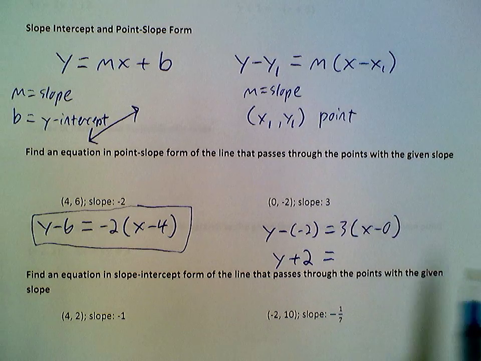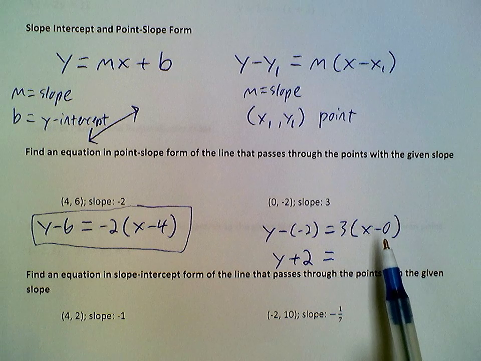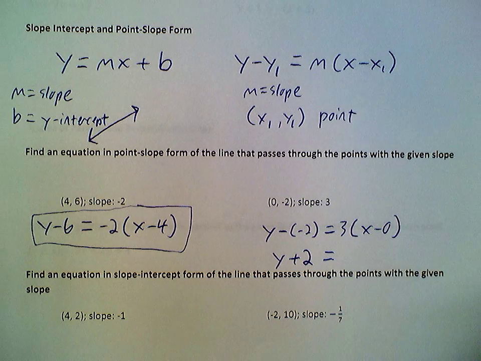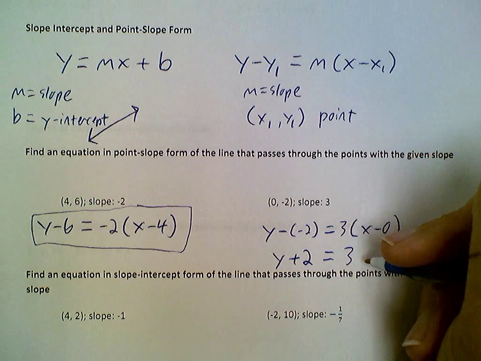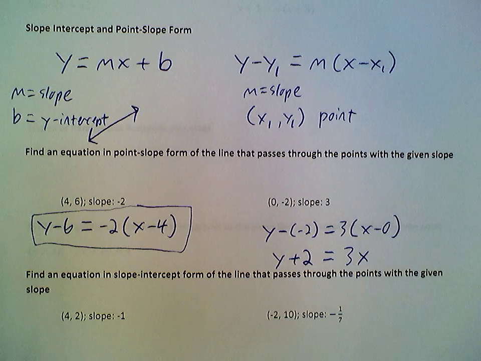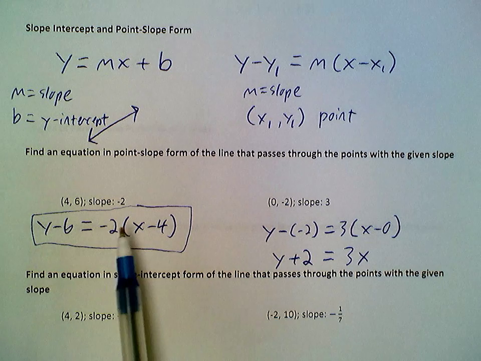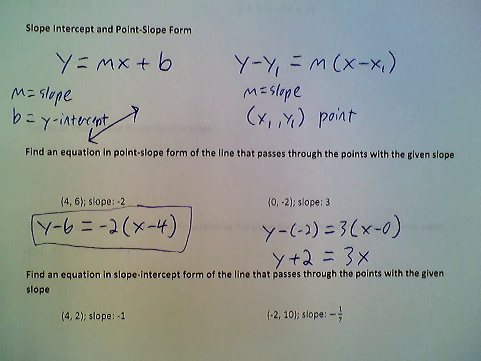And also, I've got x minus 0 here, which you can leave like that if you want to. x minus 0 is of course just x, so you can just write it as y plus 2 equals 3x, and that's also fine. So, all right. But that is point slope form. So if you're given a point and a slope, it's pretty straightforward.